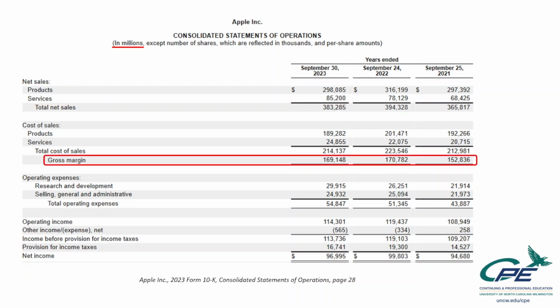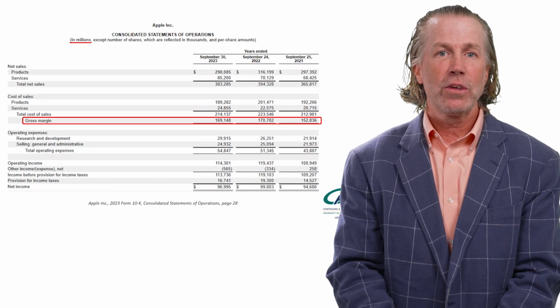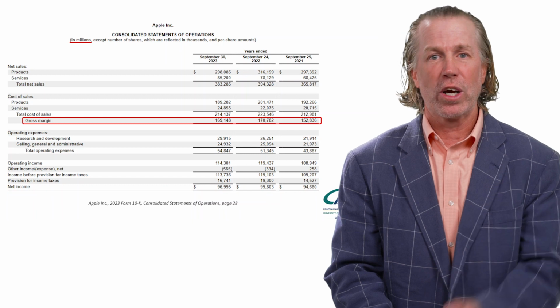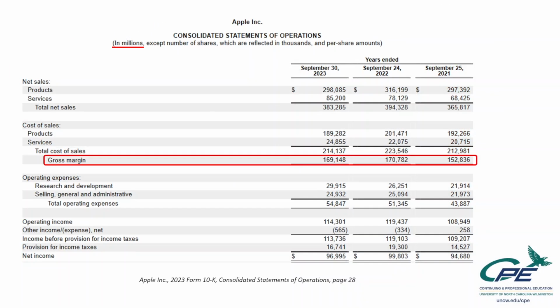A little further down on the income statement is the gross margin for the period, also often referred to as gross profit. That is not their overall profit for the period, but rather is how much their sales amount exceeded their own cost to manufacture the products and to provide the services, their total markup for the period. It was a healthy $169 billion for 2023.